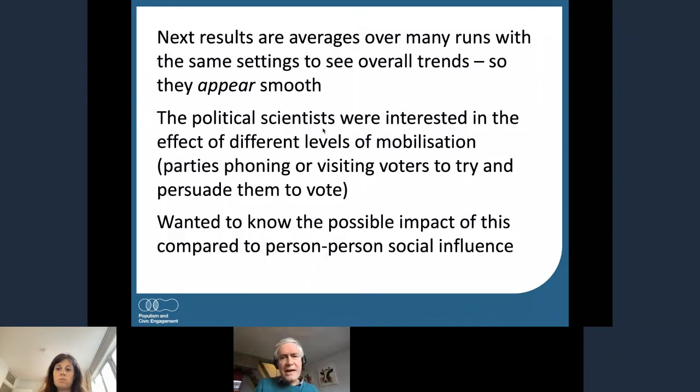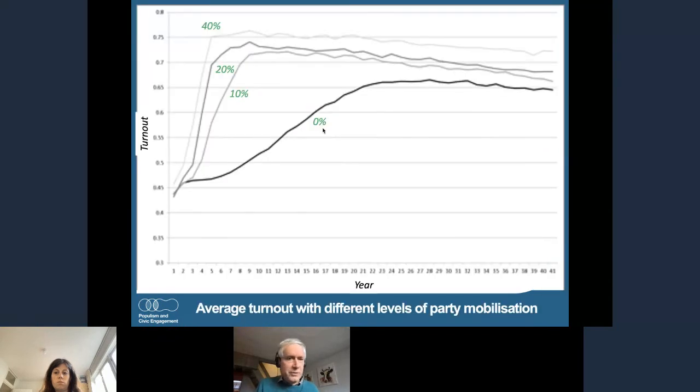So the next results average over many runs, so they appear very smooth, but if you look at individual runs, they're not. The political scientists were interested in this level of mobilization, and they wanted to know the possible impact compared to other influences. So to start with a very basic set of results, here's the average turnout over time with respect to different levels of party mobilization.